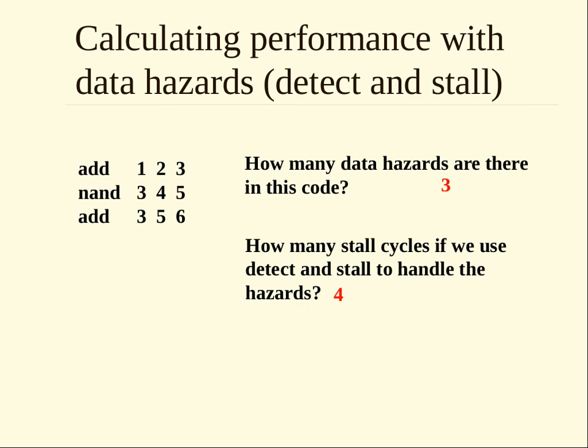Each stall is 2 stalls. So you're stalling between the first one and the NAND, which will automatically make the third one fine. But then you have to stall between these 2 as well. Right. So yeah, it'd be 11.